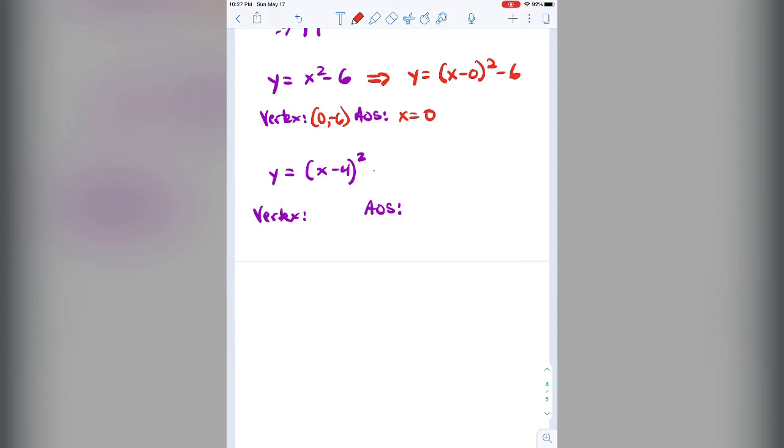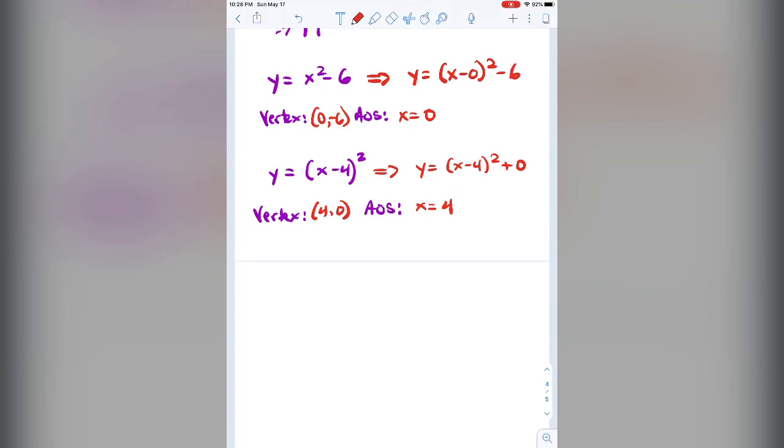The other type of equation you're going to come into is when you have something inside the parentheses but nothing outside. Again, just assume that what you're missing is the plus 0 or minus 0. So now your x-coordinate, the opposite since it's inside the parentheses, would be 4, and your y-coordinate would be 0, which puts your axis of symmetry at x equals 4.